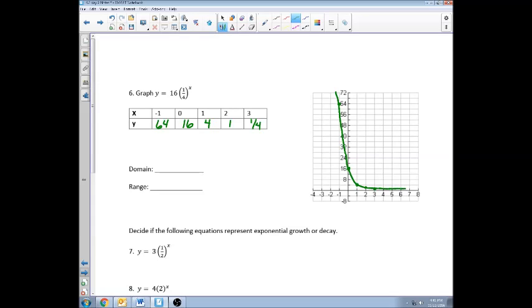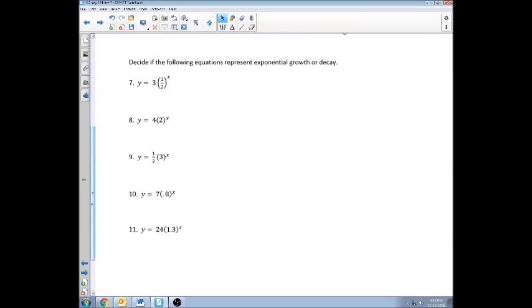Need to connect all my points. I want to get close to 0, never touch it. And we're good there. Again, all x's would be possible in this graph. My y's never touch 0, and they're never below 0, so y is greater than 0. All right, now that we are done with our graphs, we're going to decide if the following equations represent exponential growth or exponential decay.